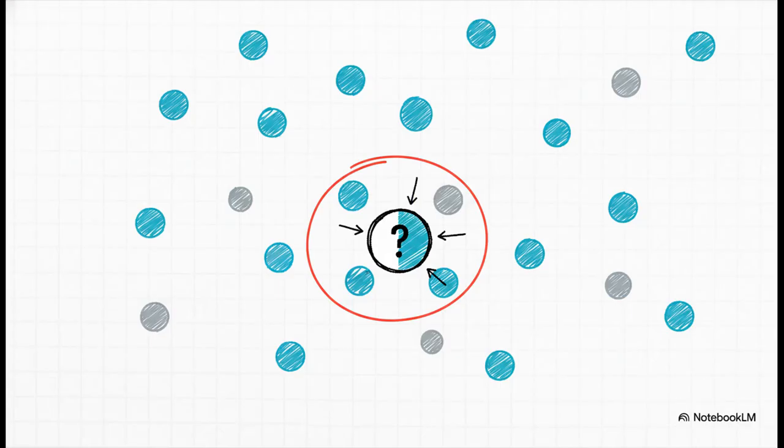Now, a really cool and intuitive tool for this job is called K-nearest neighbors, or KNN for short.